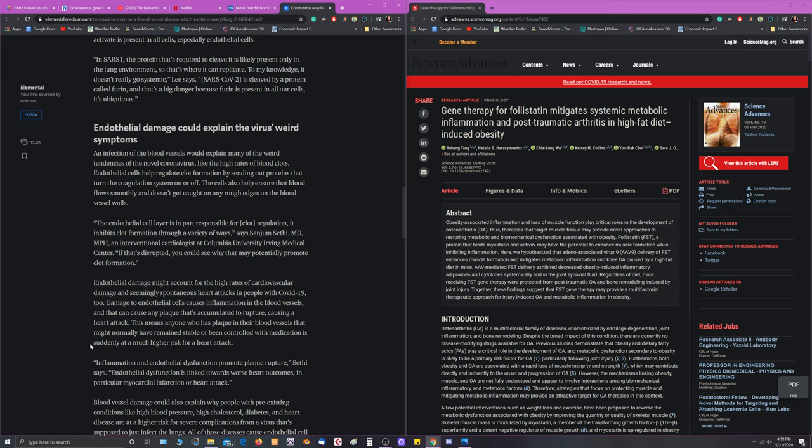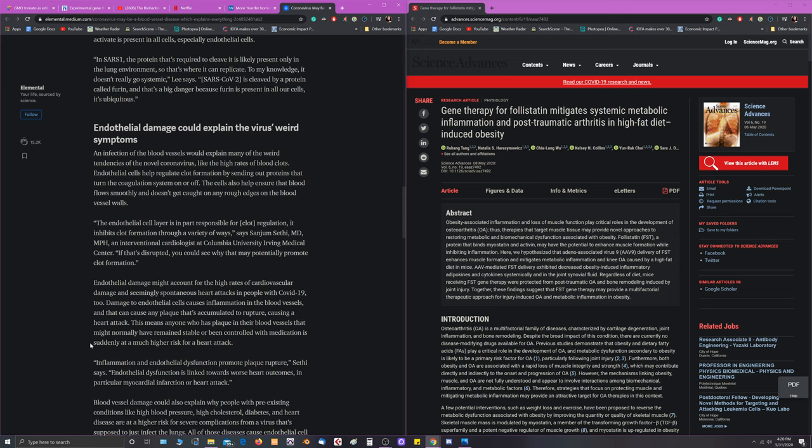So endothelial damage might account for the high rates of cardiovascular damage and seemingly spontaneous heart attacks in people with COVID-19 too. Damage to endothelial cells causes inflammation in the blood vessels, and that can cause any plaque that's accumulated to rupture, causing a heart attack. Oh, wow. Crazy. That is just insane. I am going to have to read that to myself in my head one more time. Okay, on my own later, I guess.